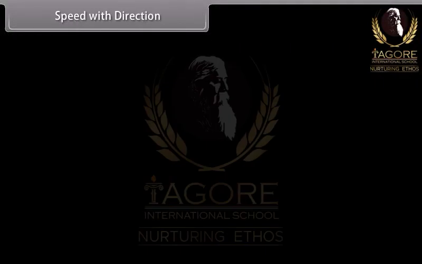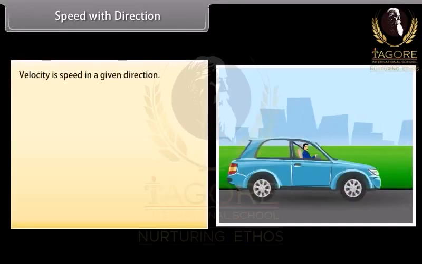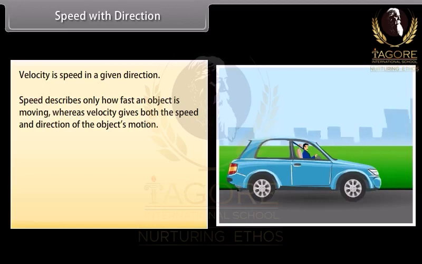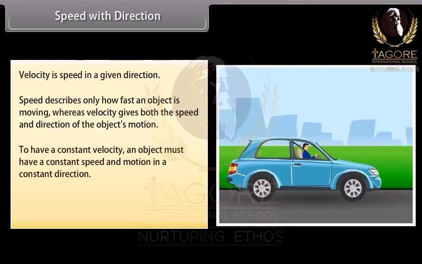Speed with direction. Velocity is speed in a given direction. Speed describes only how fast an object is moving, whereas velocity gives both the speed and direction of the object's motion. To have a constant velocity, an object must have a constant speed and motion in a constant direction.